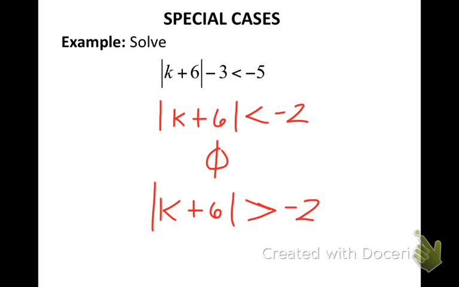If I put in 0, is the absolute value of 6 greater than -2? Yes. If I plug in -5, I get +1. Is that greater than or equal to -2? Even if I put in, let's say, -10, -10 plus 6 is -4. The absolute value of -4 is 4. Is 4 greater than -2? Yes. So if you have an inequality that is greater than -2, that's going to be an all real numbers situation.